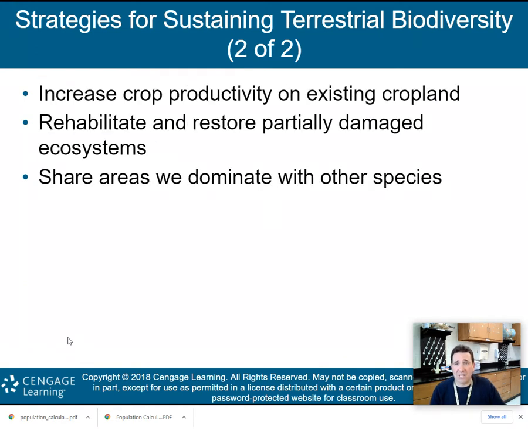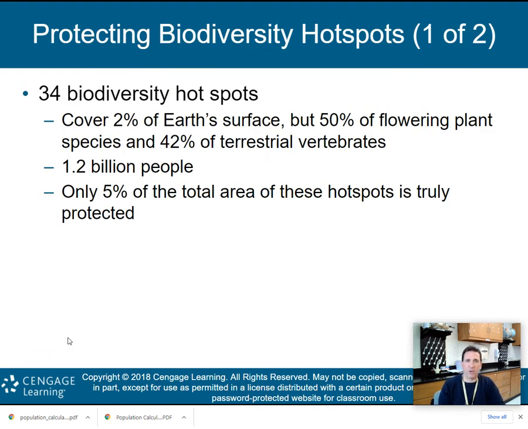Increase crop productivity on existing cropland. We'll talk about growing crops more in a few more units, but what you want to do is increase the crop productivity on the cropland you have. Don't go and start creating new cropland. We need to use our brains as humans and our technology, and maybe some genetic engineering, to increase crop productivity on the cropland that you already have. Rehabilitate and restore partially damaged ecosystems, and again, share areas with other species.